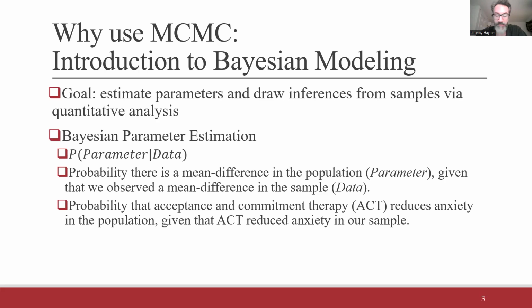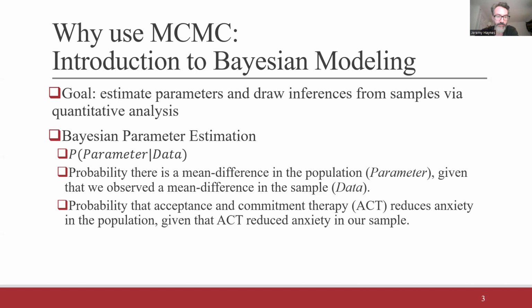And with the Bayesian approaches, we do this by calculating the probability of the parameter value. So in my example, the mean difference in the population, given some sort of data. So for example, the mean difference in the sample. And we might be interested in looking at a lot of different variables. Acceptance and commitment therapy was a really popular type of therapy where I went to grad school for reducing anxiety. And so we might be looking at whether that form of therapy is effective in the population based off of how well it does in our samples.